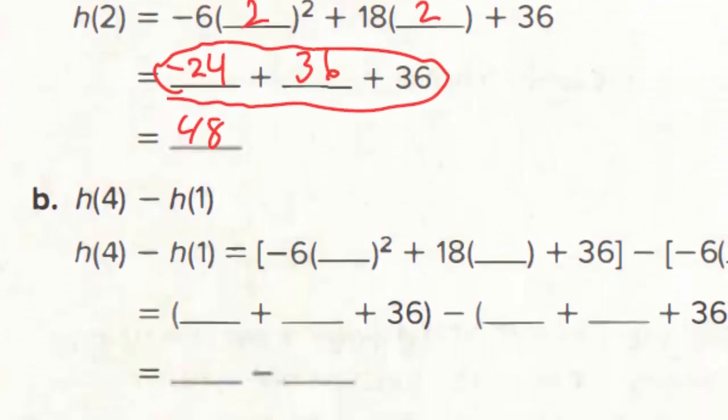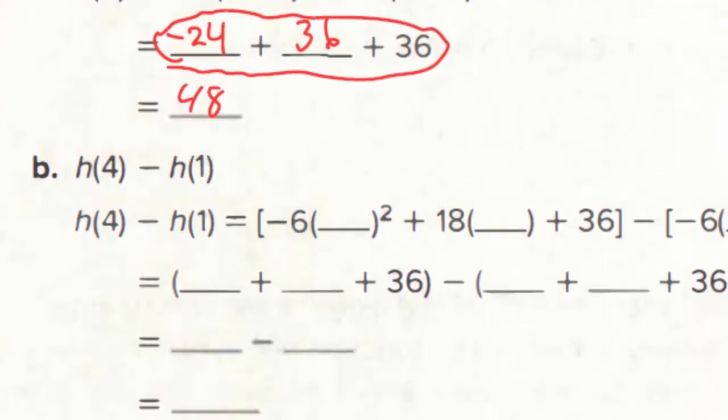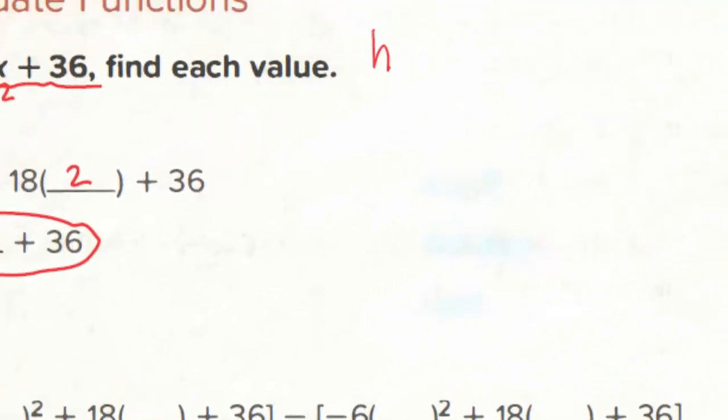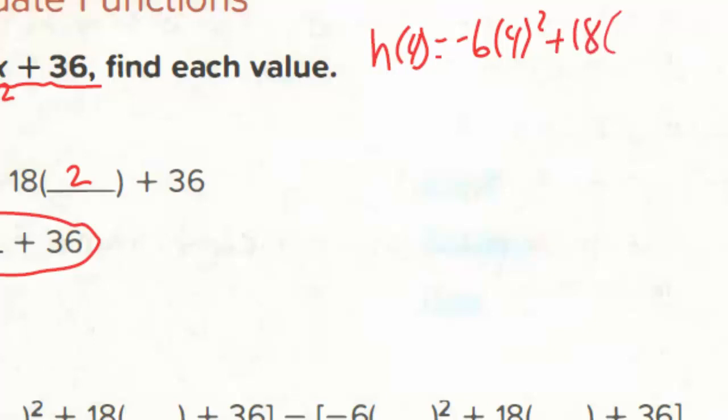Okay, for part B, it's a little bit more difficult to try to tackle this whole problem at once. So I recommend evaluating h of 4, then evaluating h of 1, and then come back and subtract the two of them. So I'm going to do h of 4 on the side here. So h of 4 is going to equal negative 6 times 4 squared plus 18 times 4 plus 36.